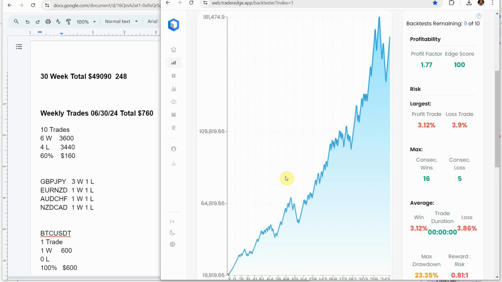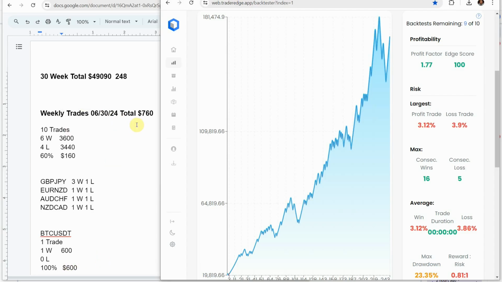Alright, let's go ahead and go over the weekly signals. So this is using the Academy of Forex indicator on these 4 Forex pairs and this one crypto coin. This is on the 30-minute time frame. Each week we are keeping track of the trades the Academy of Forex indicator signals. And so this last week on the Forex pairs, we had 10 trades altogether. We had 6 winning, 4 losing. A 60% win rate would have been a gain of $160. On the crypto coin, we had 1 trade, 1 winning trade, a 100% win rate, a gain of $600.